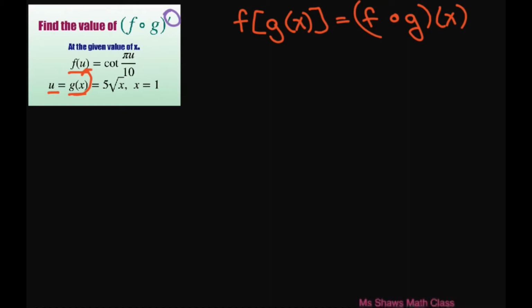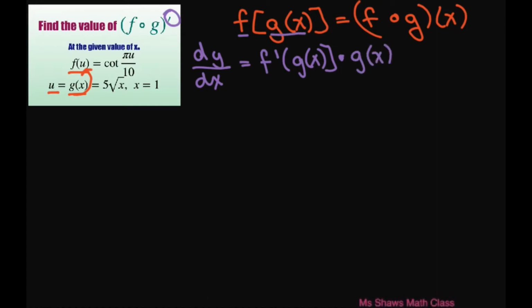So if I differentiate, let's just do it this way. You take your outer function, you can use the inside-outside rule. The outer function, you take the derivative times the inner function here, and then you multiply this by the derivative of the inner function. So that's going to be g prime of x. And then we're looking for the value at x equals 1.